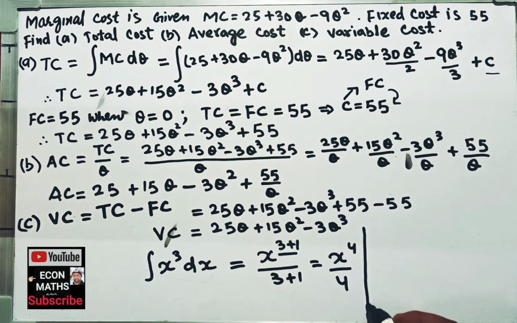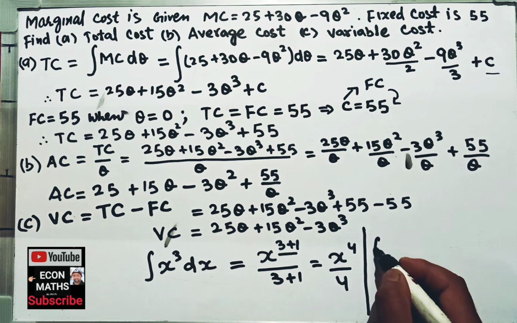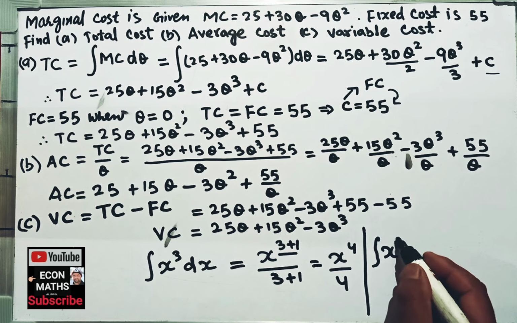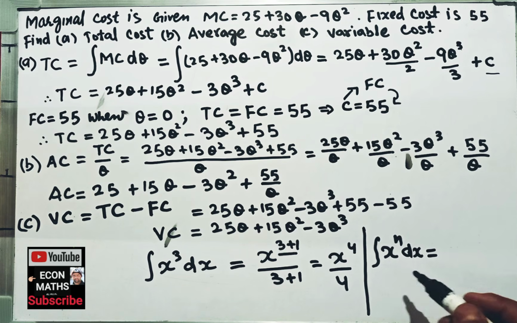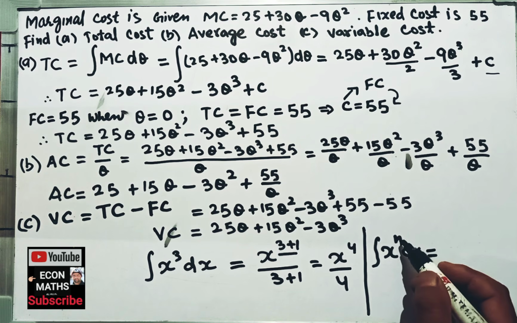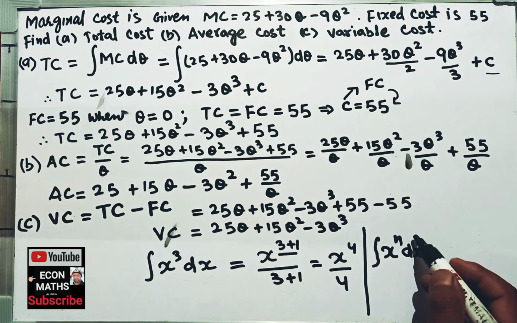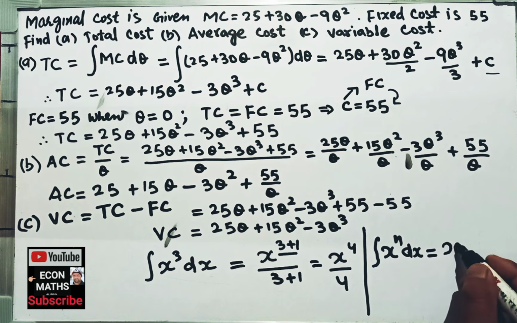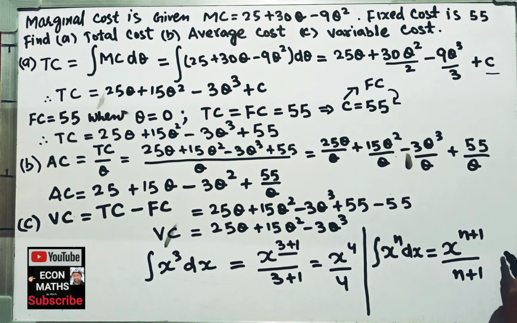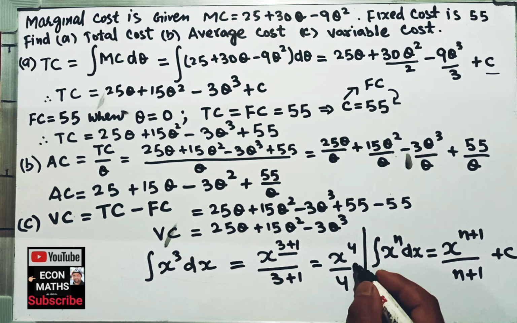Or in general, if we have to integrate x to the power n dx, we will add 1 to the exponent and divide by the resulting exponent. That is to say, this will become x to the power n plus 1 divided by n plus 1, plus the constant of integration. Here is also the constant of integration.